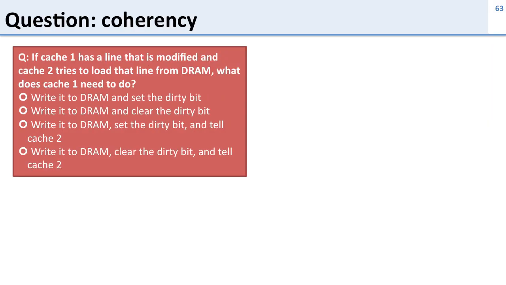Here's a question. If cache 1 has a line that is modified, and cache 2 tries to load that line from DRAM, what does cache 1 need to do?